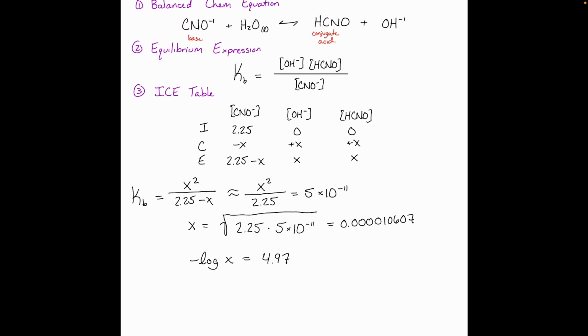All right, so I get my ice table, fill that into my equilibrium expression. I get my x, and then I take the negative log of x, and I'm done. No, why am I not done? That's the pOH. Remember, for a base, x is equal to the concentration of hydroxide. So this is not my pH, but my pOH. But I can use the fact that pOH plus pH equals 14. That tells me that my pH is whatever 14 minus that is, 9.03.